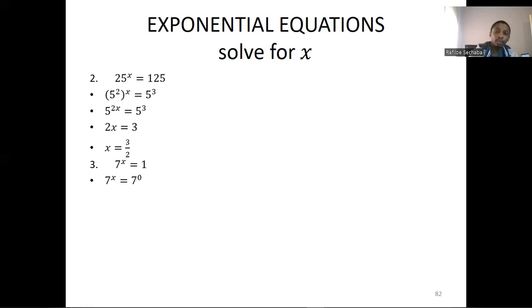Now, once I have the same bases on both sides, I just drop the bases and equate the exponents. In this case, I'll have x is equal to 0. Try this out. What are you going to have?